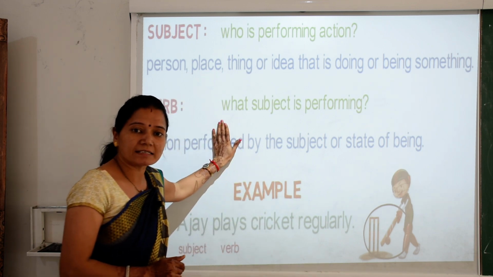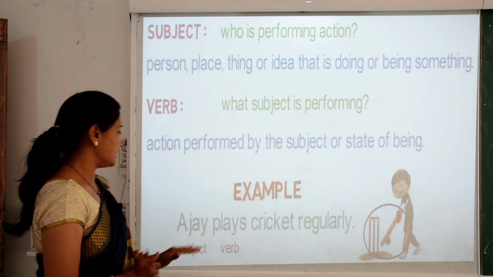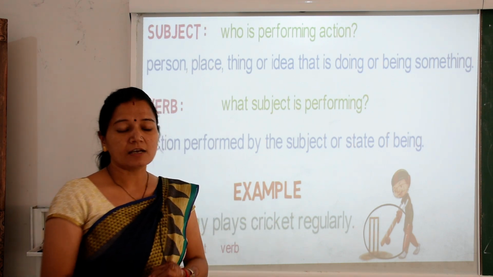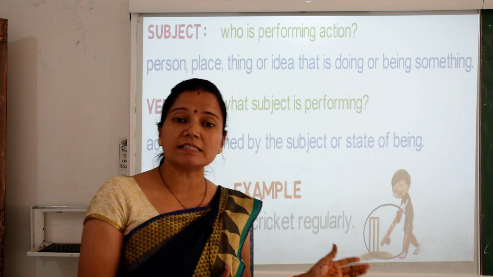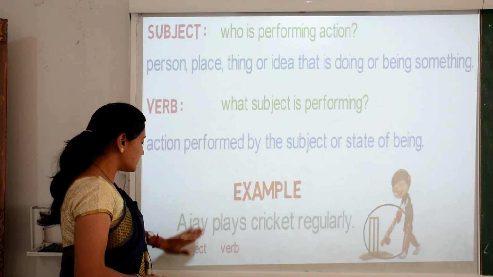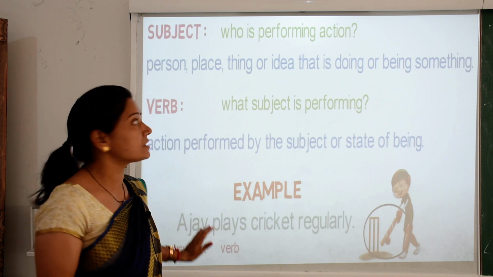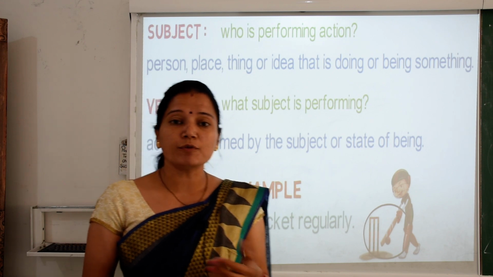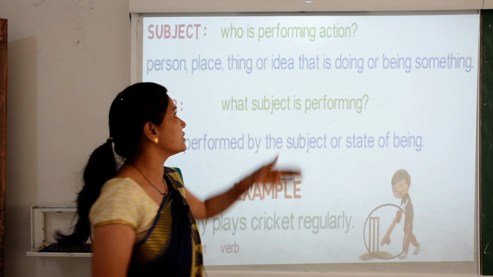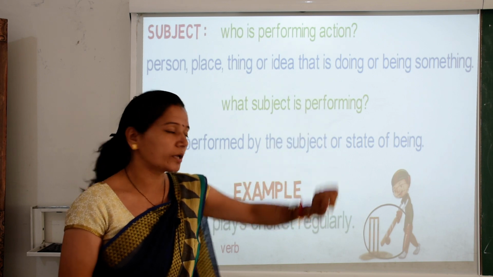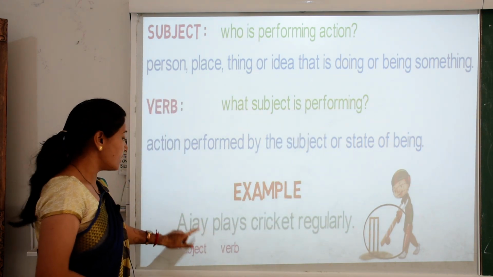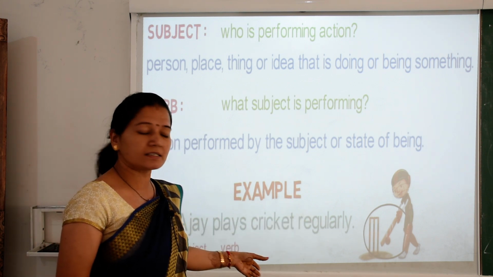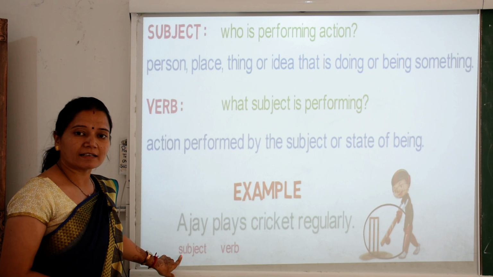Let's see an example and understand subject and verb with it. Ajay plays cricket regularly. This is a simple sentence. If I ask what is the subject in this sentence, how will you identify the subject? You ask the question, who is performing the action? If you want to know the subject, we have to ask who is performing the action. Here, Ajay, because I am saying Ajay plays cricket regularly. So that is our subject.